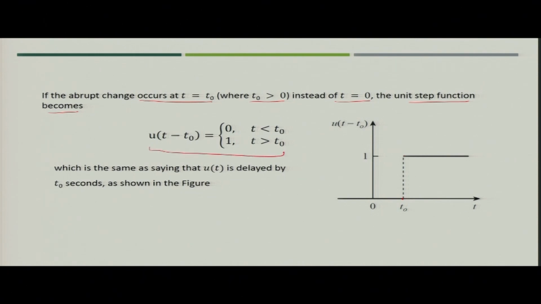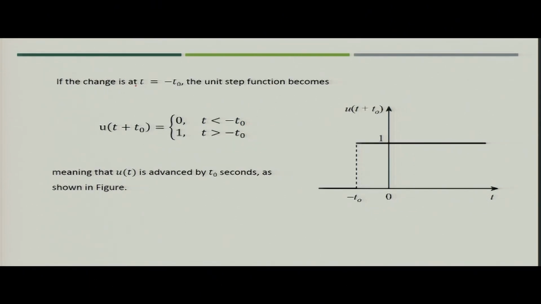How do you represent this mathematically? You say u(t minus t naught) is equal to 0 when t is less than t naught, and the value of the unit step function is 1 when t is greater than t naught. In this case we can say that the unit step is delayed by t naught seconds, because it is not starting from 0, it is starting at some time t naught.